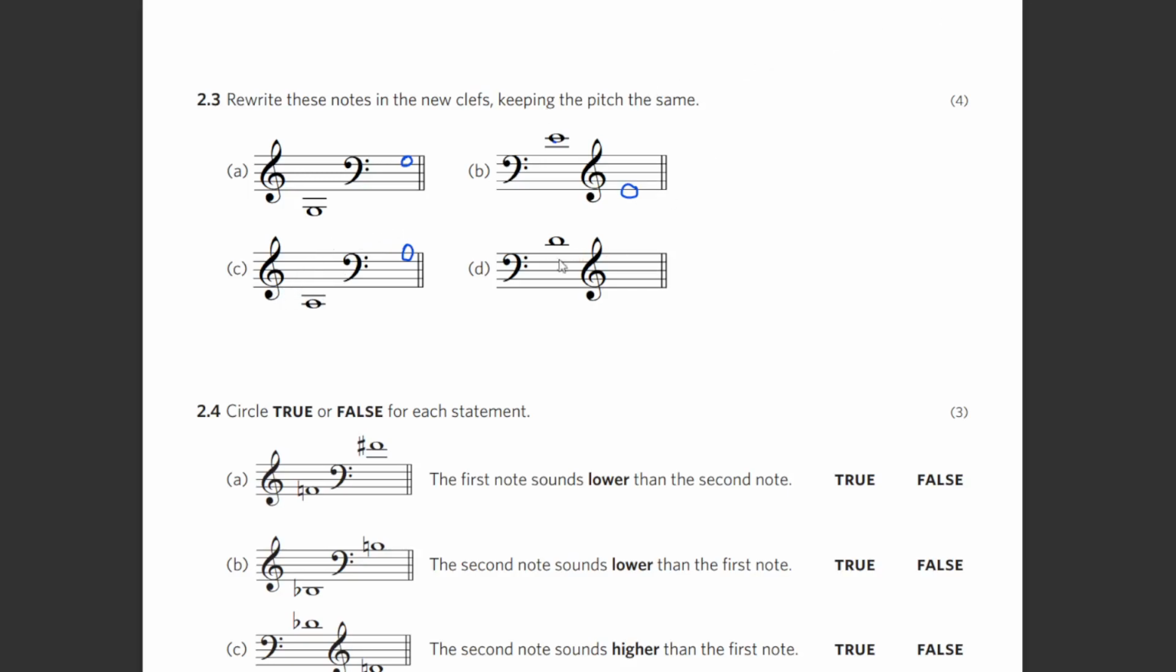Okay, now let's take a look at this. This is D, so if you want to write it, you can write it here. Or you can count it from middle C. This is C, and this is the next note higher than middle C. So next note higher than middle C, D. So this is D.